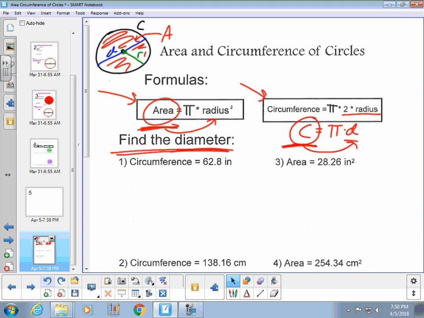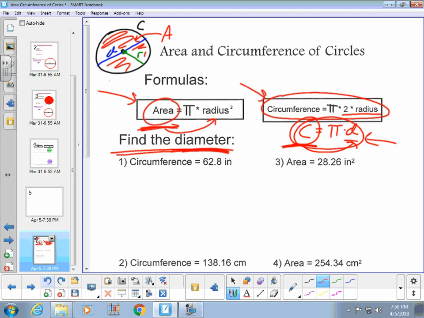So back to that first problem. It says find the diameter of this circle. It gives me the circumference. So first thing you should do is think, well, I know a formula that deals with circumference, or I have some formulas over here. Again, we talked about yesterday, you could use either one of these, and I do prefer the second one. I think that's a little easier and a little quicker to deal with.